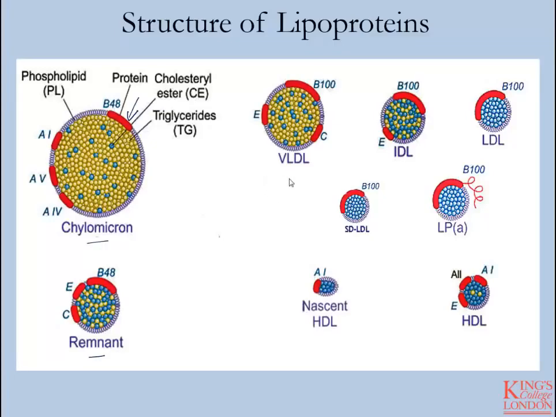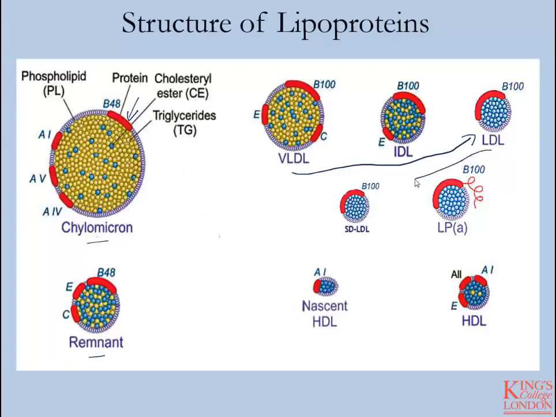VLDL is a similar particle, however this particle is produced in the liver and its primary apolipoprotein is B100. It also contains ApoE and ApoC, and it progresses from a triglyceride-rich VLDL through to IDL and then ends its life as an LDL particle. And you can see the progression and the loss of ApoC from VLDL to IDL, and then from IDL to LDL is the loss of ApoE.